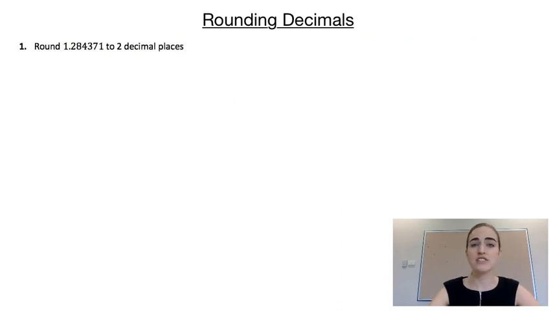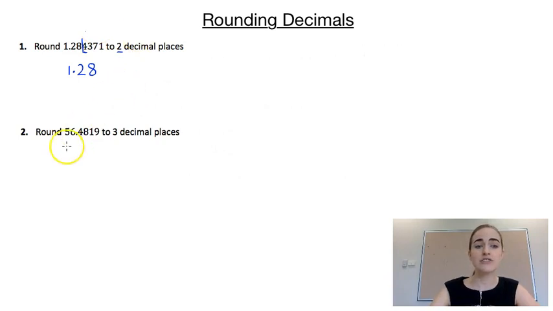So our first question asks us to round 1.284371 to 2 decimal places. So because it wants it to 2 decimal places, we're going to count 2 decimal places and then we're going to draw a line down here. So these are the 2 decimal places we want to cut it off at. So to decide whether we leave it as 1.28 or whether we round it up to 1.29, we're going to have a look at the next number along, which is going to be this 4. So because that 4 is less than 5, that means that this number is closer to 1.28 than it is to 1.29 because we haven't reached that halfway mark yet. So rounding this to 2 decimal places would be 1.28.